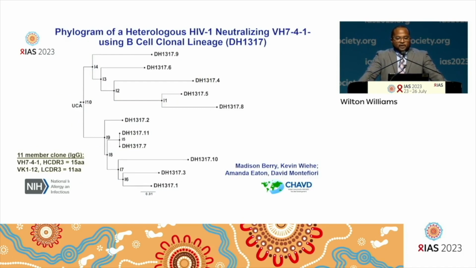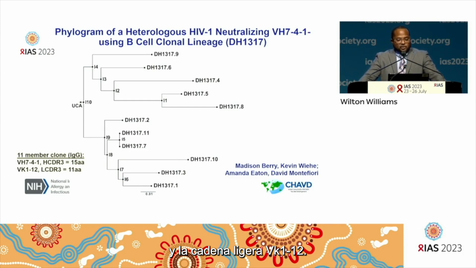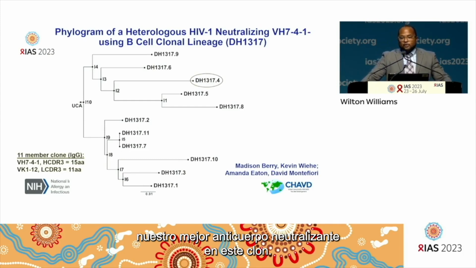So this is the phylogram of a heterologous HIV-1 neutralizing, VH7-4-1 using B-cell clonal lineage that we referred to as DH1317. This is an 11-member IgG clone. All the antibodies use VH7-4-1 with a 15 amino acid long HCDR3 and VKappa1-12 light chain. Shown in the black circle is DH1317.4, which is our best neutralizing antibody in this clone.